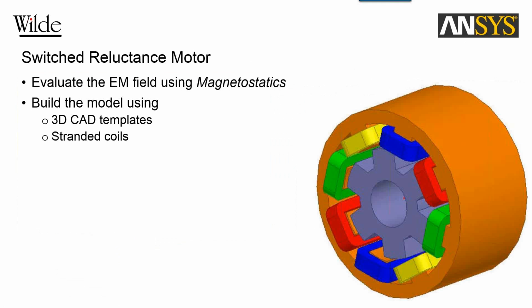Okay, so those are industry applications. What I'm going to do now is run through the solvers and show you how they work based on some simple examples. Looking at the magnetostatic solver first, we look at a switched reluctance motor. I'm going to demonstrate how we can build CAD models from a library, from a user-defined library, or even from the standard inbuilt libraries within ANSYS Maxwell. We're also going to model the coils within the motor as stranded coils, which again is a time-saving effort, really.